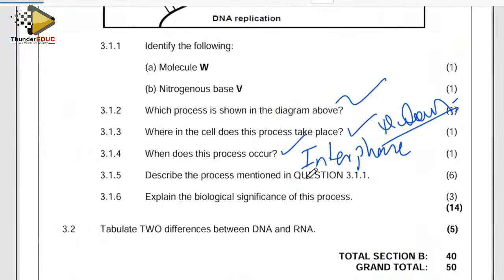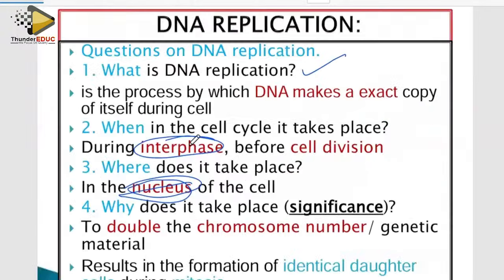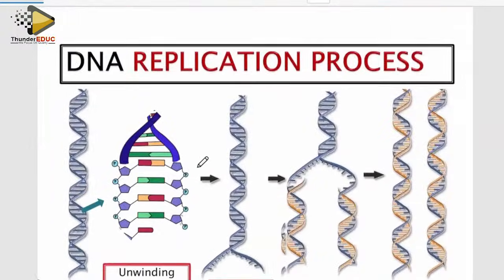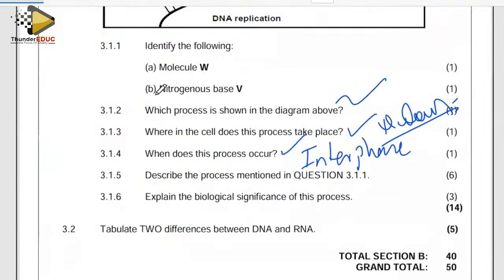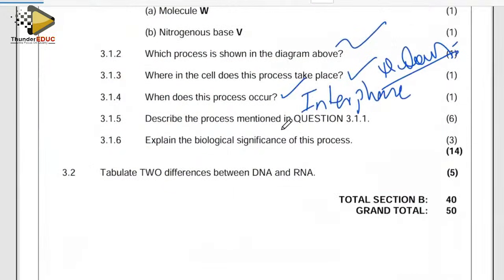Describe the process mentioned above. So it's the same question here. They are saying, how does it occur? They're saying describe the process. That's why you see 6 marks.